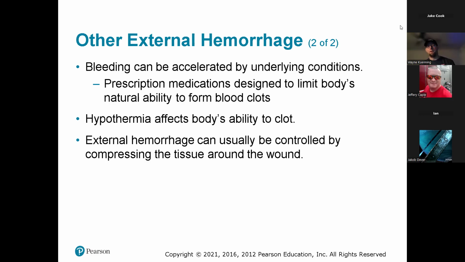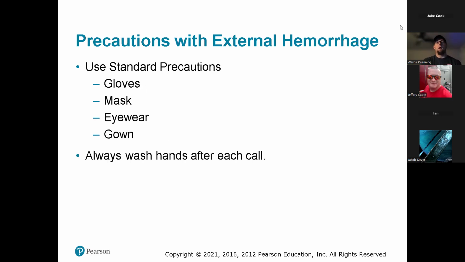External hemorrhage is usually controlled by compressing the tissue around the wound. That's what I was talking about, pressure dressings. I'm sure we'll cover a lot of those during the skills day. Precautions with external hemorrhage: obviously, try not to get anybody's blood on you as best as humanly possible. And then always wash your hands, arms, and boots after each call. If you know you're going to a really bad trauma call, it looks ridiculous, but wearing one of those surgical gowns will save you a buttload of work later.